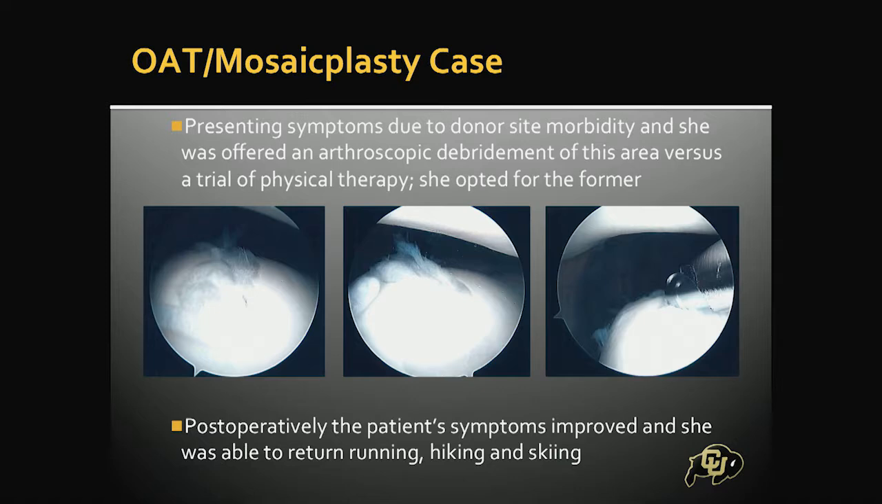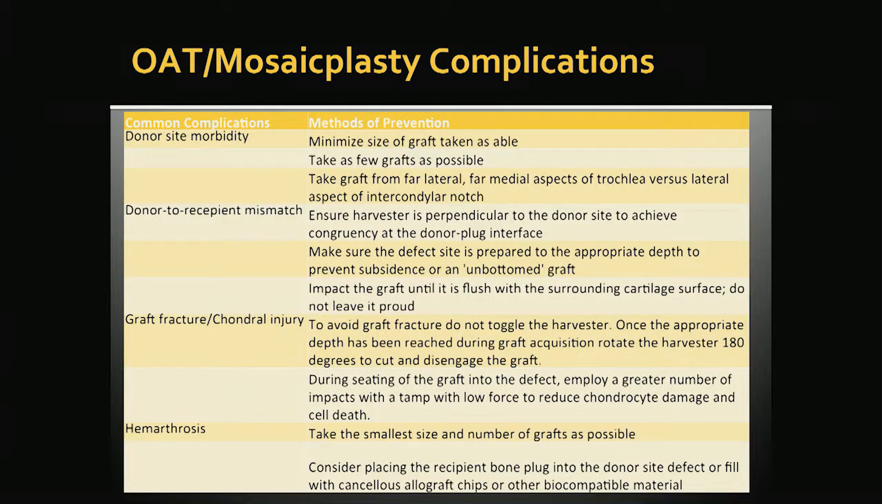extracurricular activities. So donor site morbidity is the complication that she experienced, and this is the most common complication in OATS and mosaicplasty procedures. This has to do somewhat with technical factors, but really it's also inherent in the biologic nature of taking an OATS, because you have to take the graft from somewhere, so there will always be a donor site. However, we do know that the larger the grafts you take and the more grafts you take, the greater the chance of having donor site morbidity.